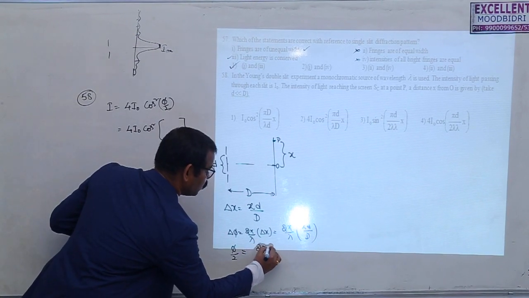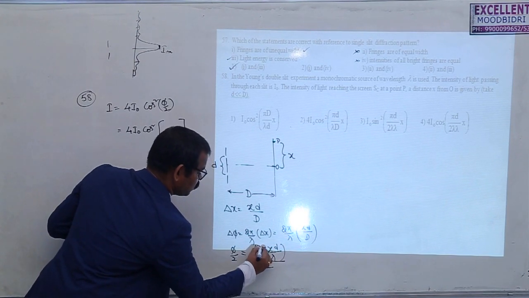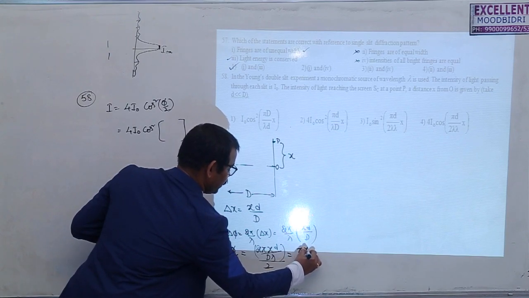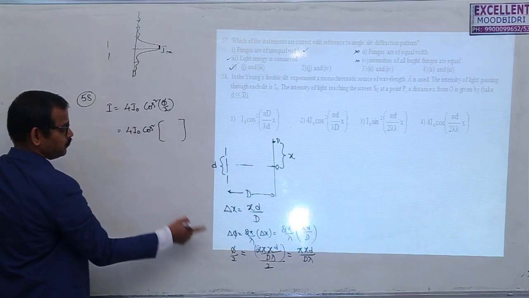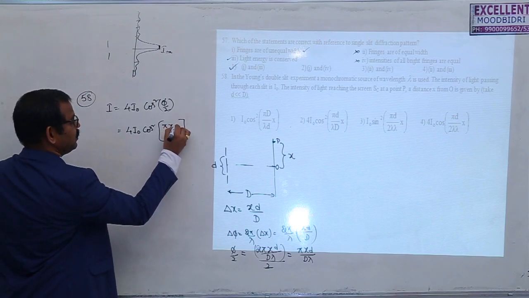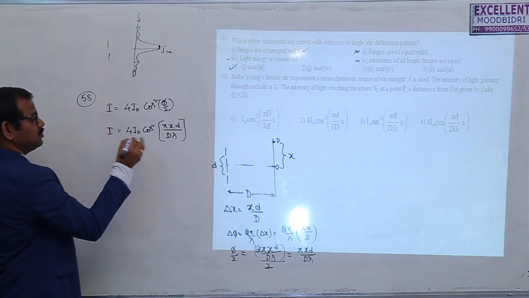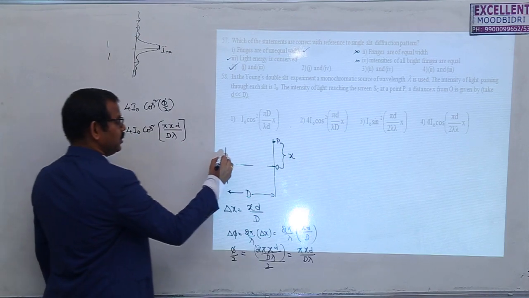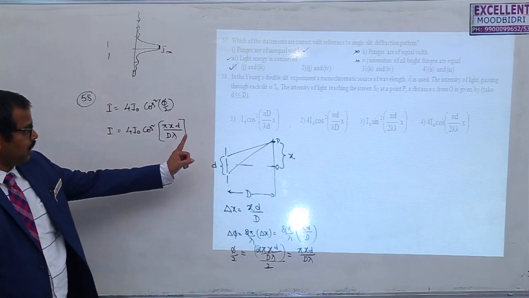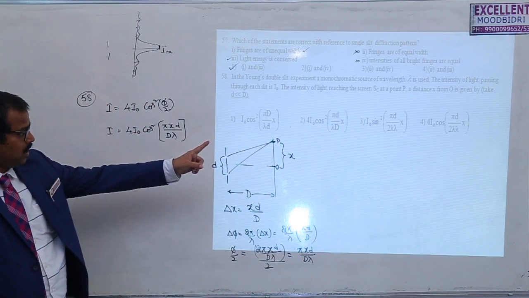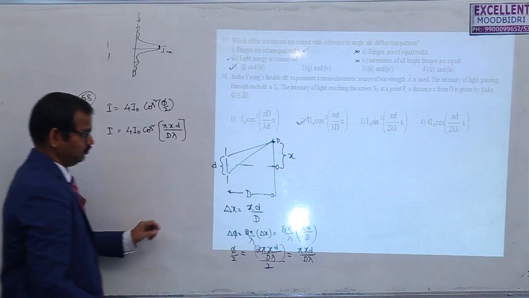Pi by 2 will be 2 pi x d by capital D lambda by 2, the 2s get cancelled. This is pi x d by capital D lambda. Now substitute this value in place of 5 by 2, we can write pi x d by capital D lambda. This is the intensity at that point P due to the coherent source that is striking here. So the correct answer in this case is 4 I naught cos square pi d x by D lambda. So option 2 is correct.